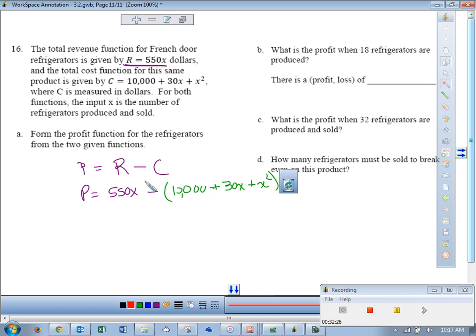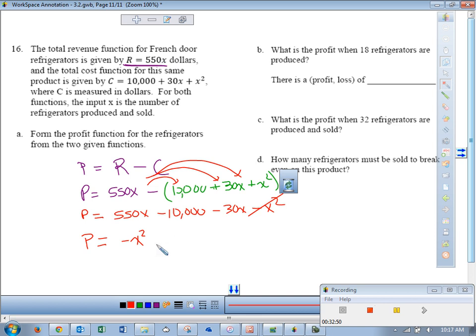And that means you really should distribute this negative through. So you've got your profit is 550x minus 10,000 minus 30x minus x squared. Then you can combine your like terms and put it in standard form at the same time if you want to. You have negative x squared, done with him.